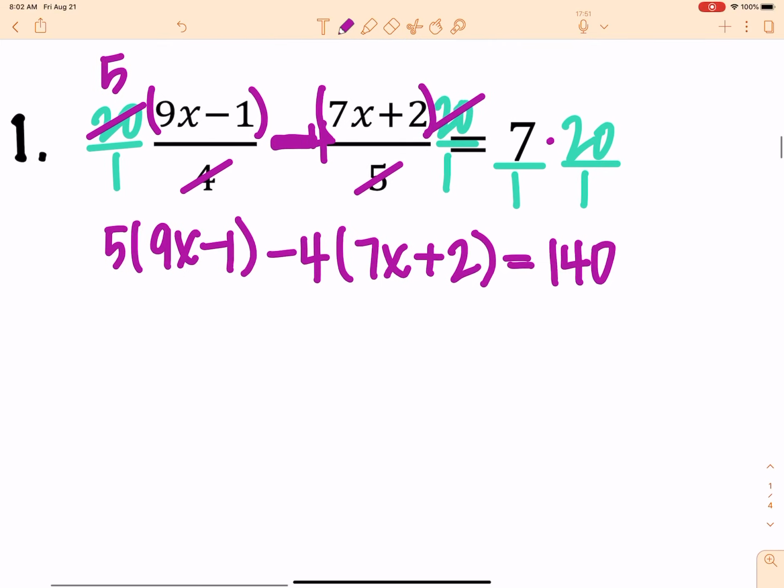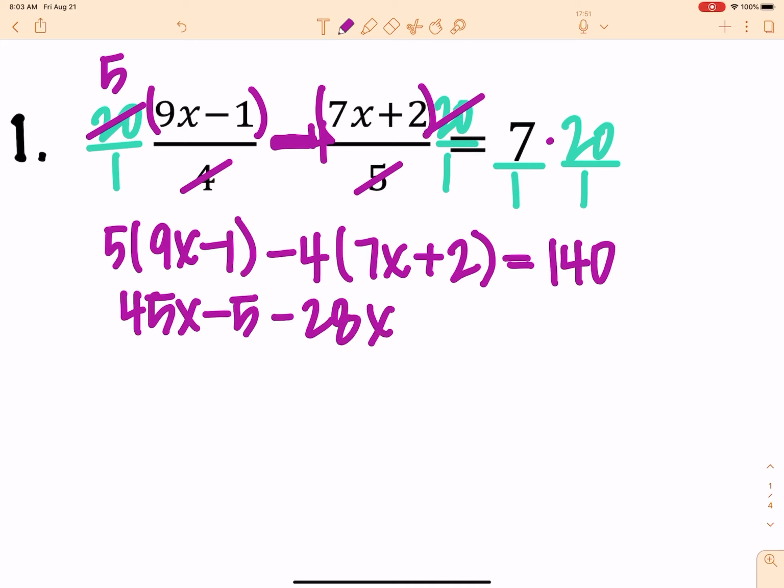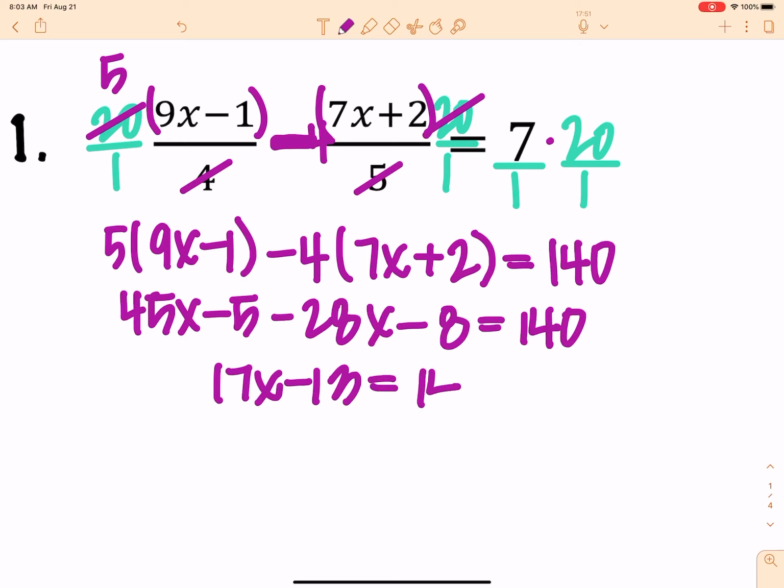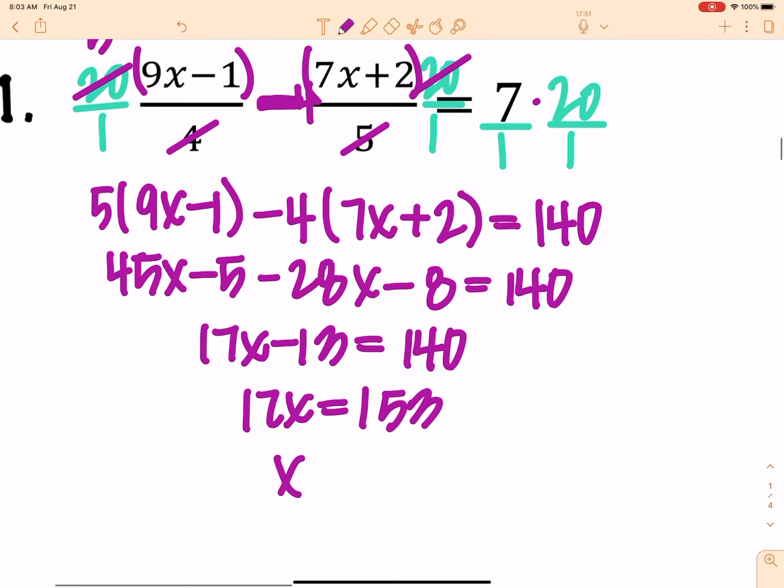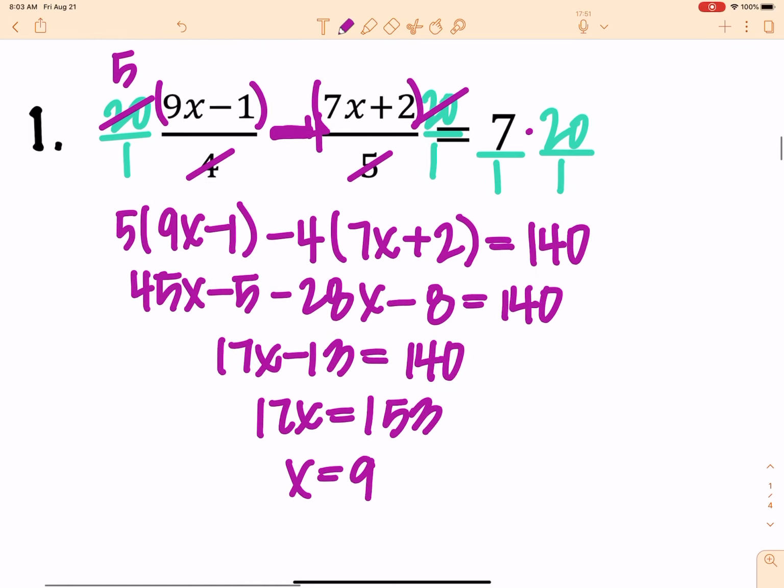Okay, so now we're just going to distribute and solve. So again, at this step, no fractions are allowed. If you have fractions, you need to back up because you did the problem wrong. So 45x minus 5 minus 28x minus 8. We combine like terms on the left-hand side. And now we just start isolating your x, and you should get x equals 9.